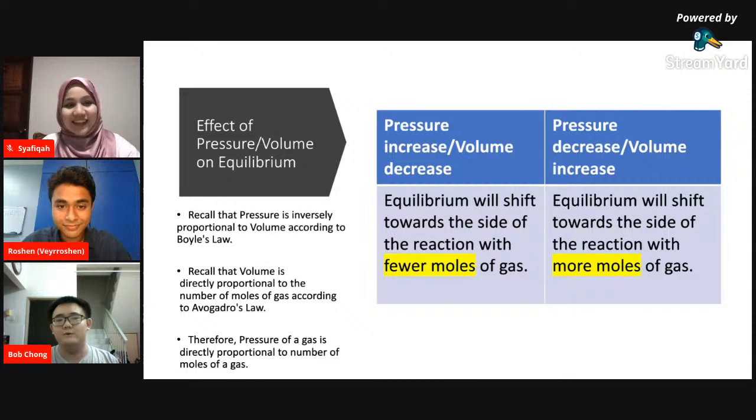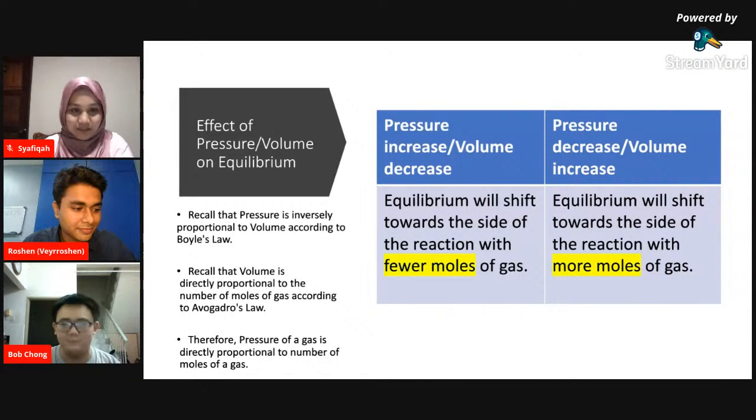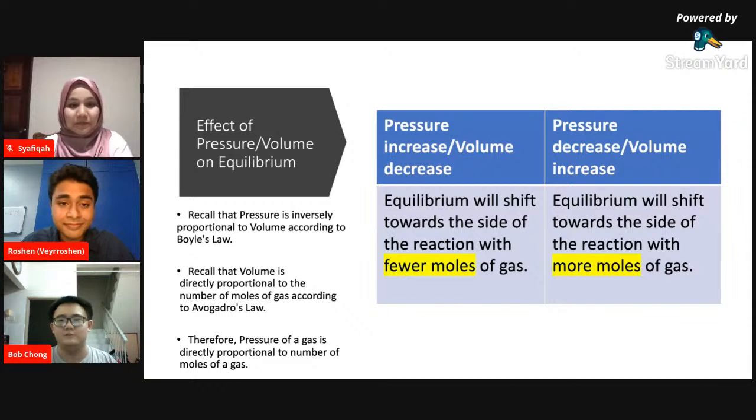So recall that volume is directly proportional to the number of moles of gas according to Avogadro's law. It just means that if you have more gas, you have more pressure. More gas, more pressure, right? You have more moles, then you have more pressure, that type of stuff. So, true, the first sentence here, therefore, the pressure of a gas is directly proportional to the number of moles of gas. This is not in the gas law, but it gives us an idea that if the number of moles of gas increases, the pressure of the gas should also increase.